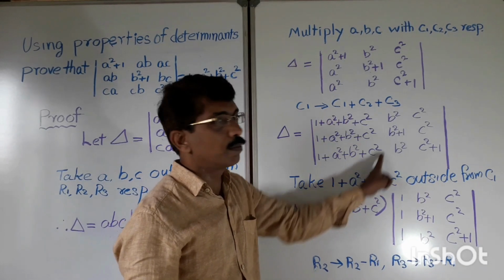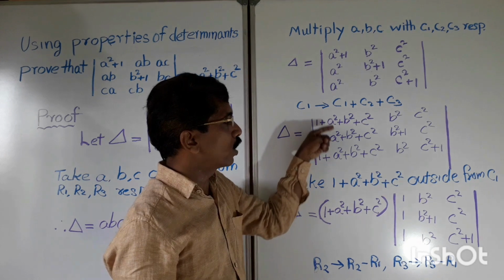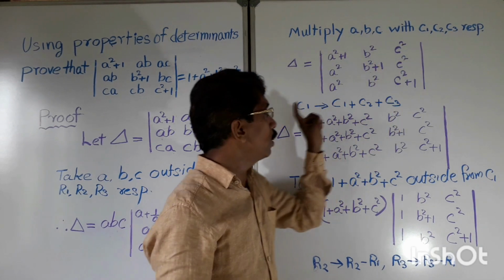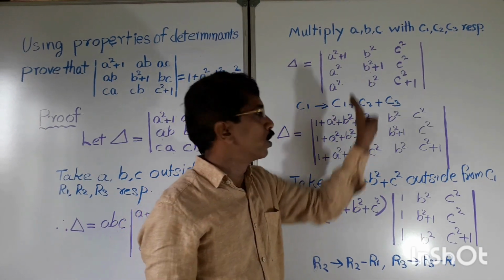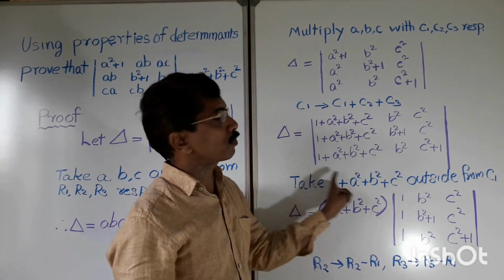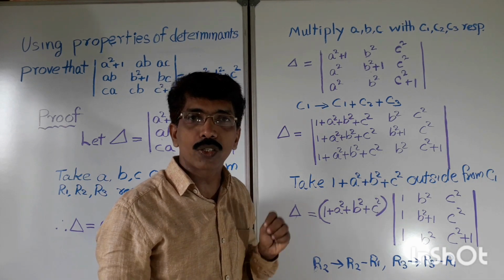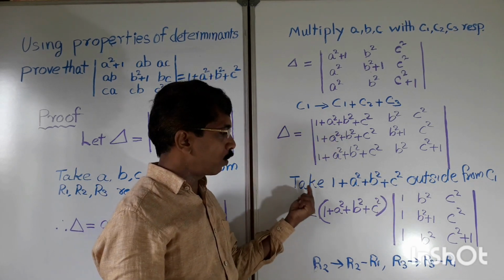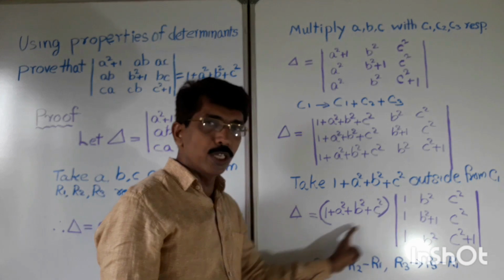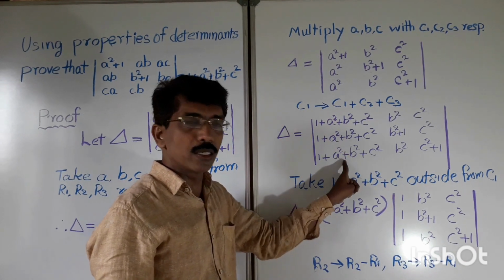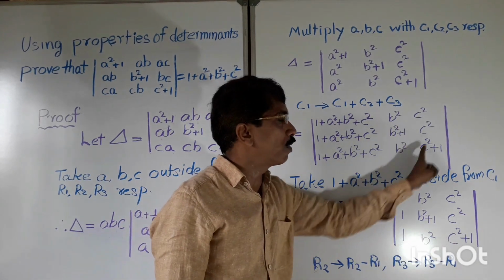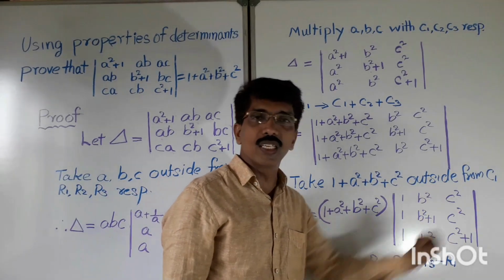So I got this term C1 as like this way. Each term I am having a common factor 1 plus a square plus b square plus c square. Other terms are not changing. Only C1 I have changed as C1 plus C2 plus C3. C2 and C3 remain the same. Now from the first column, I can take out 1 plus a square plus b square plus c square outside from C1. So this will become 1, this will become 1 and this, so it comes 1, 1, 1. The other terms I have written the same way. No change in C2 and C3.